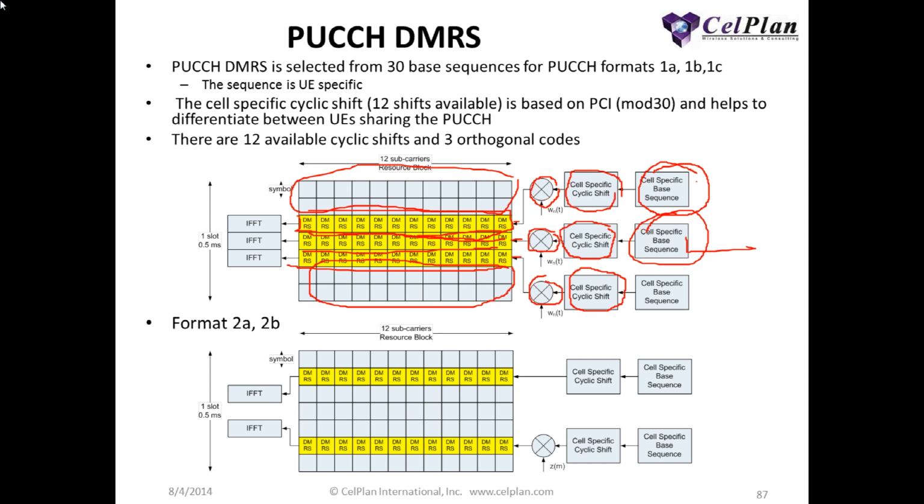And for format 2A and 2B, that you remember, it is used for channel status information. It has fewer DMRSs, but also uses cyclic shift.